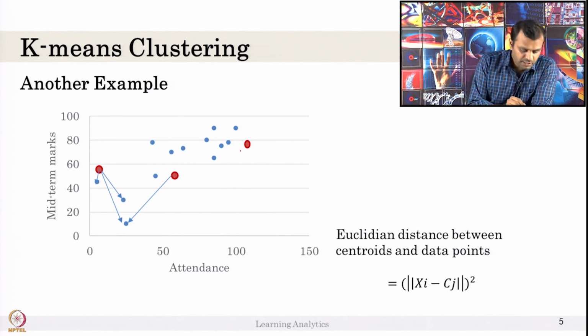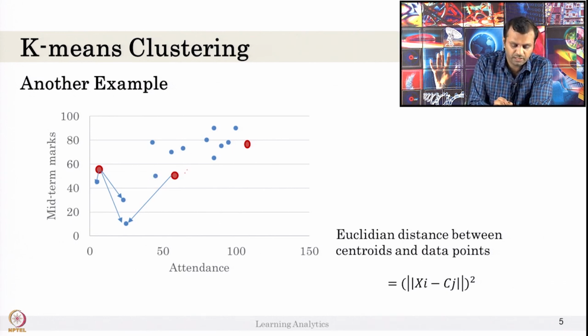This cluster centroid measures the Euclidean distance to all the data points in the figure. When it measures the Euclidean distance between this point and this centroid, and also between the same point and that centroid, this centroid's Euclidean distance is large and this centroid's Euclidean distance is less. So, this point will be considered a part of this cluster, not that cluster. Similarly, this particular data point is very near to this centroid compared to that centroid.